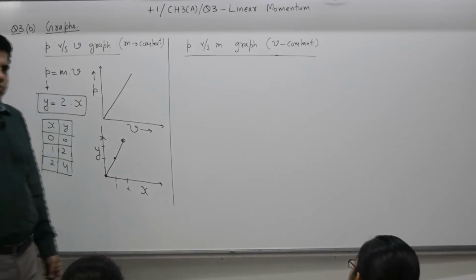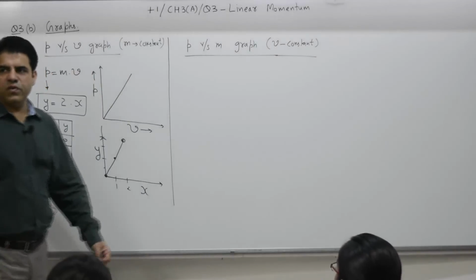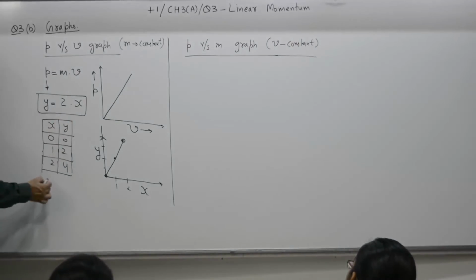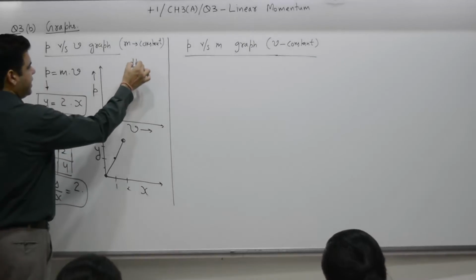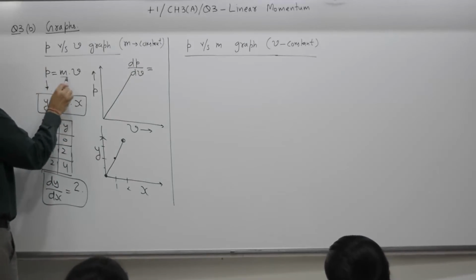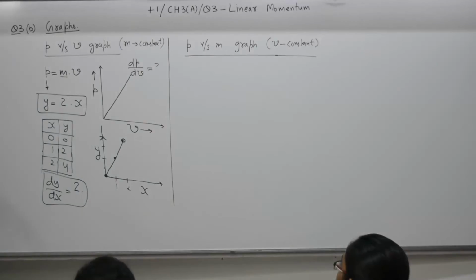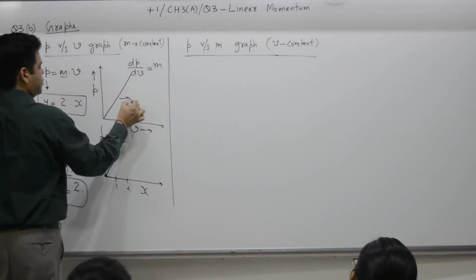Anyone, slope of the graph gives what? Slope of the graph, y is equal to 2x. If you differentiate, you find dy by dx is equal to what? 2. If you find dP by dV, I am writing it here, dP by dV, m is what? Constant, is equal to m.